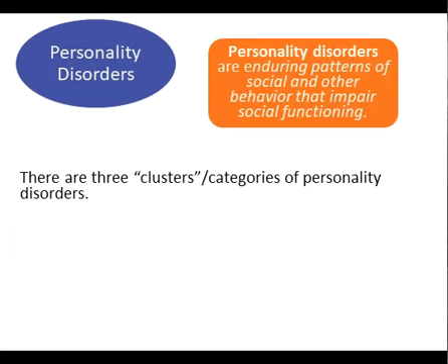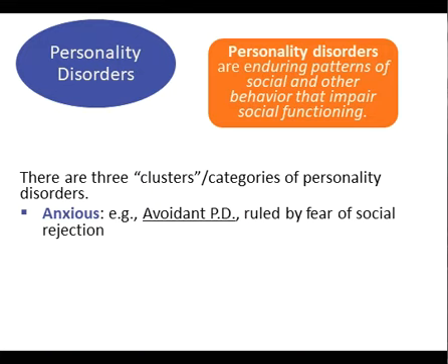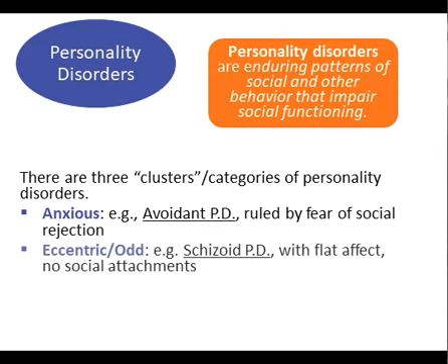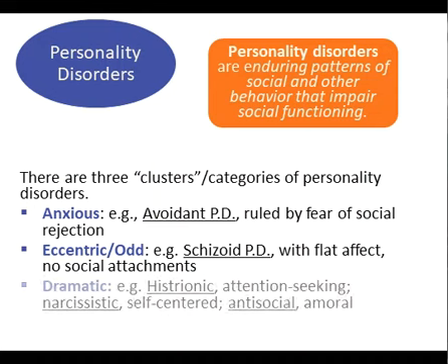Now let's look at personality disorders. Personality disorders are enduring patterns of social and other behavior that impair social functioning. There are three clusters or categories of personality disorders. We have anxious, such as avoidant personality disorder, ruled by fear of social rejection. Eccentric or odd, such as schizoid personality disorder with flat affect and no social attachments. And dramatic: histrionic, attention-seeking; narcissistic, self-centered; or antisocial, immoral. Anxious, eccentric or odd, or dramatic.